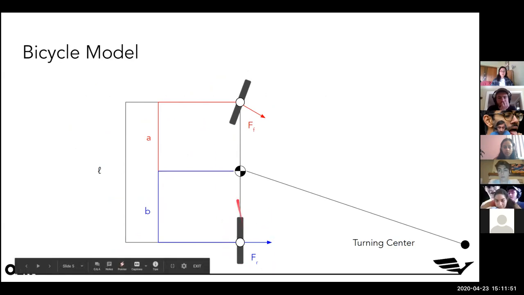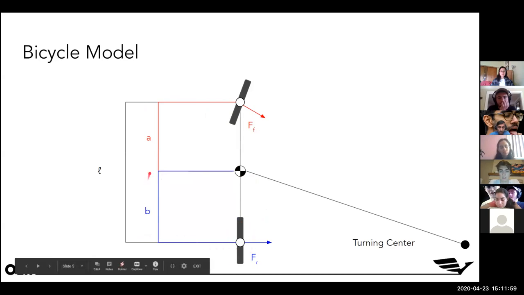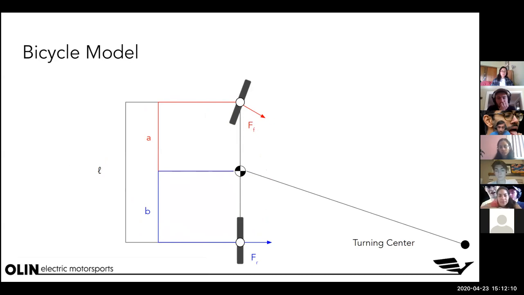And the front and the rear tires are some distance away from the center of mass. So the front tire is distance A from the center of mass, and the rear tire is distance B from the center of mass. And the distance between the two tires is labeled as L. That's called our wheelbase. It's a pretty fundamental vehicle characteristic that we look at, or that we design.